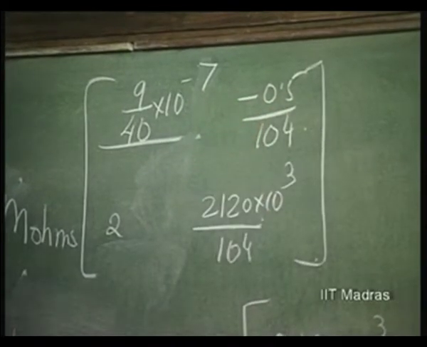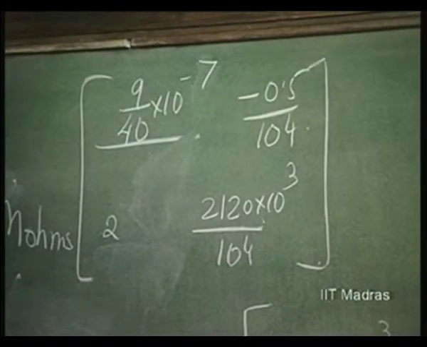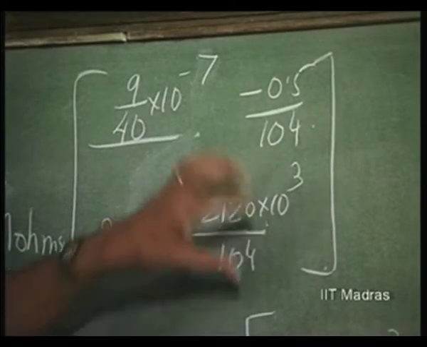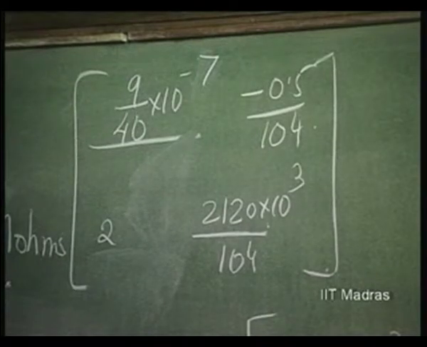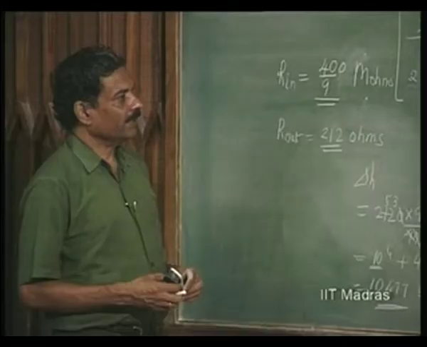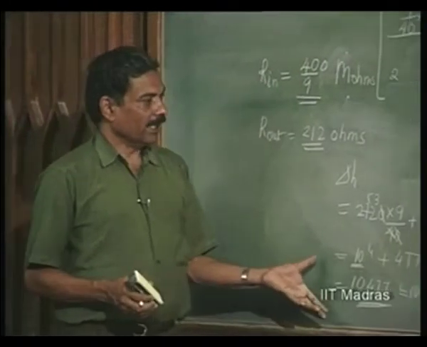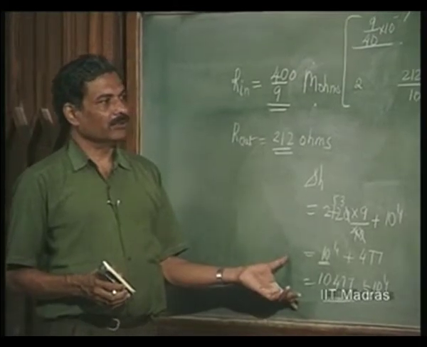So, that also has gone towards 0, 0.5 into 10 to the power minus 4, or 5 into 10 to the power minus 5. So, all these factors are going towards 0. So, this is the important conclusion that we are arriving at when we design a practical voltage controlled voltage source.